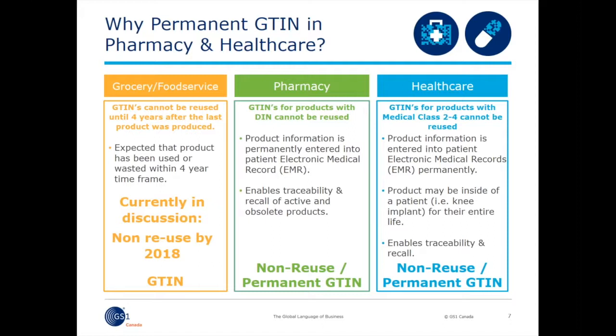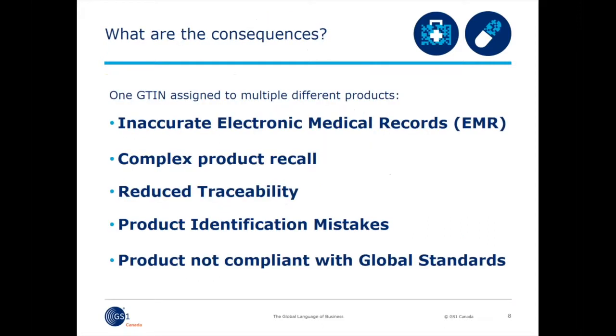The life of a product does not end once it is sold, but continues to live on in the patient and in their files. It provides accurate information as to what was used when on who, and it cannot be allowed to be corrupted by assignment to something else. If one GTIN is assigned to multiple different healthcare regulated products over time, the results can include inaccurate electronic medical records.